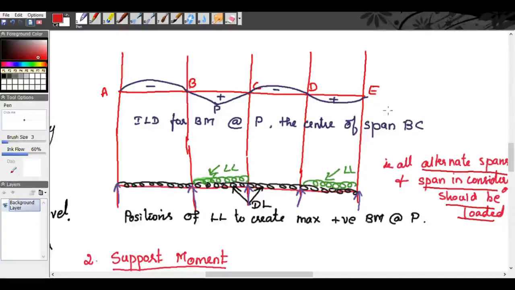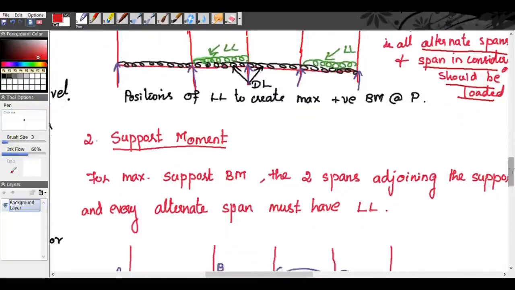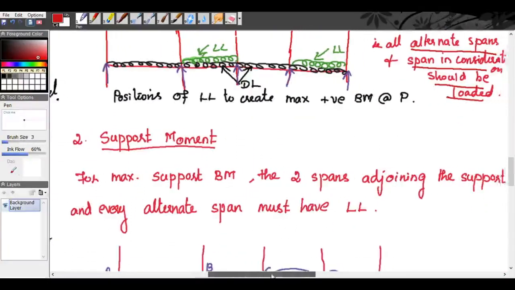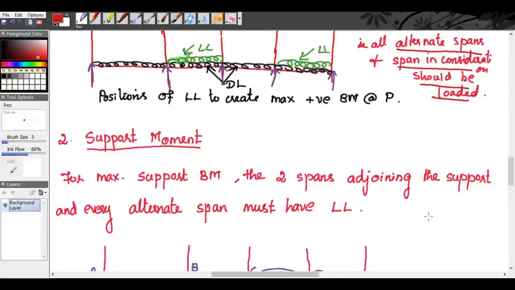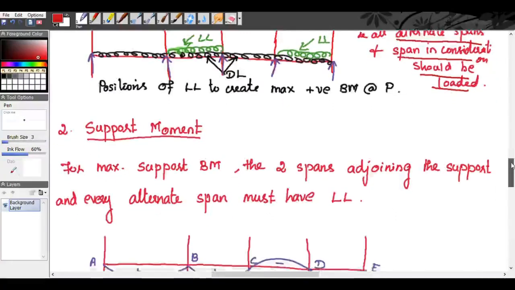Suppose this is our span and this is the span under consideration. We will have a live load here. This is the next alternate span, and this is the next alternate span. Like this, the alternate spans and the span under consideration will have the live loads. These things we have discussed in our classes also, so once again, in order to have a continuation, I am telling you once again.